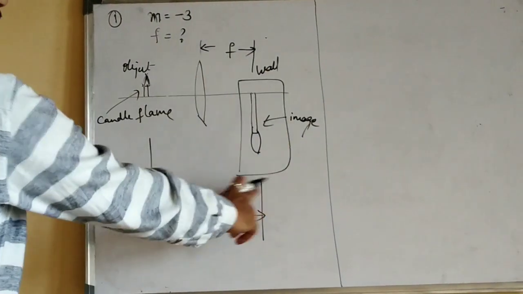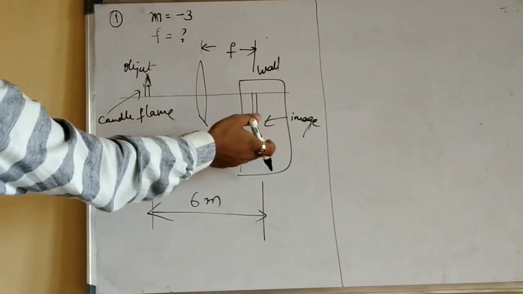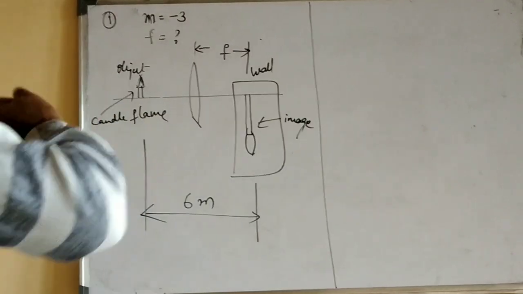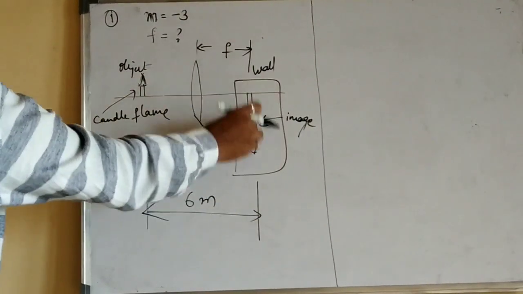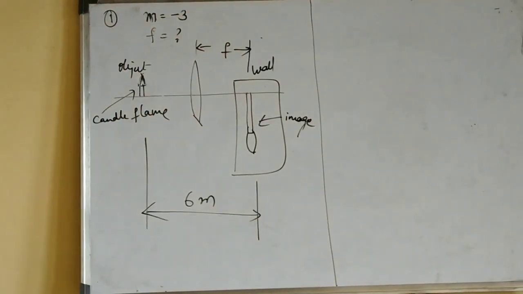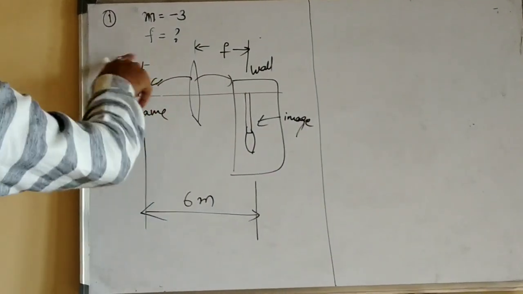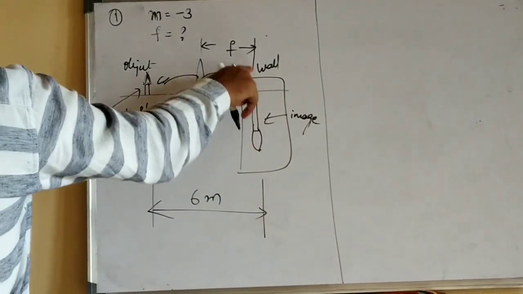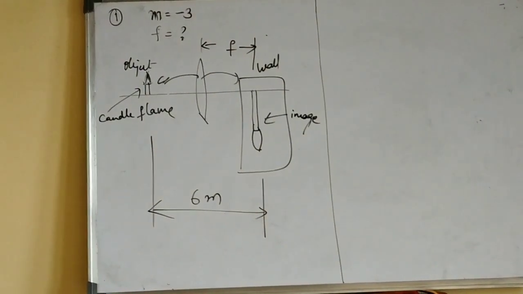Now, this wall is nothing but the screen on which you are getting the thrice magnified image of the object. 3 times magnification you are getting on the wall. Now from this wall where the image is caught, to the object it is 6 meters. They have not mentioned from the lens. They have mentioned that the original candle flame, that is the object, is at a distance of 6 meters from the wall where the image is caught. Now you have to find out the focal length.